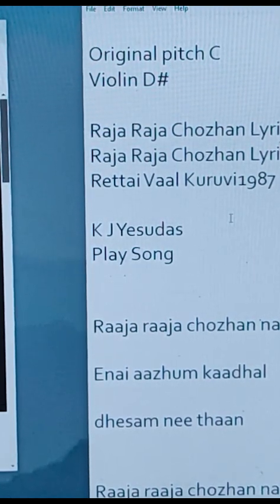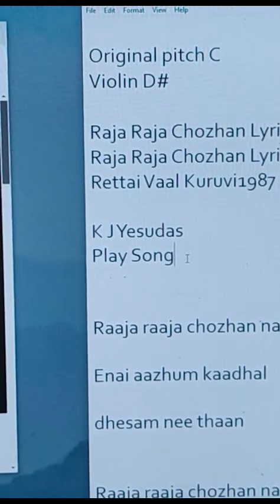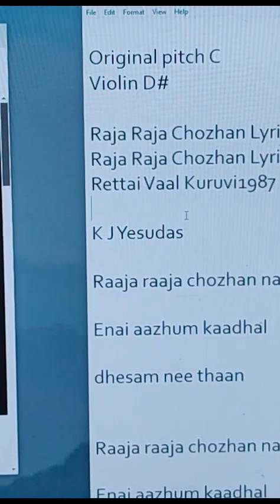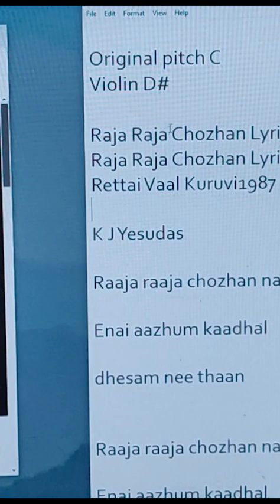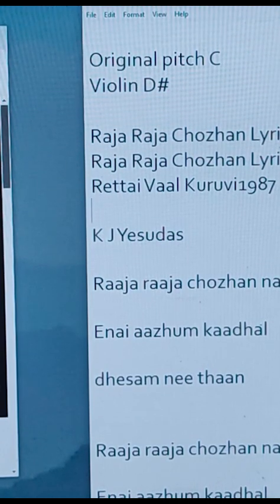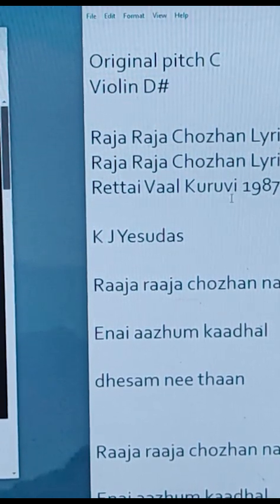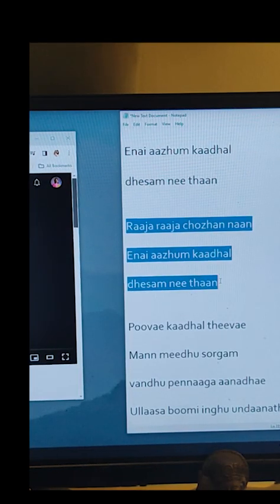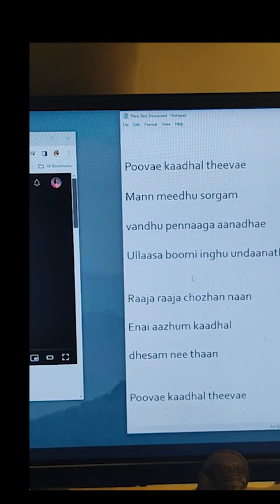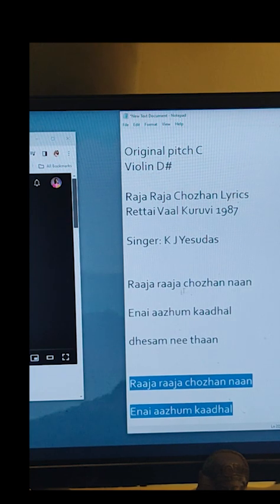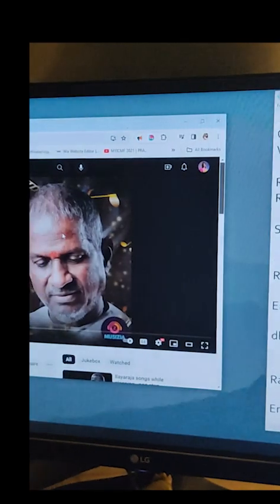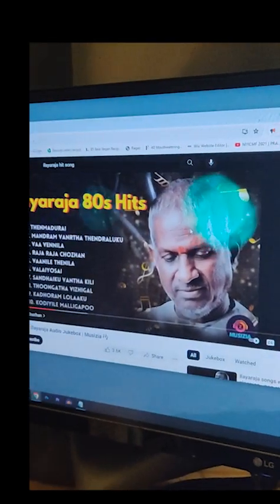These details I never want to delete: the name of the music director, singers, even the year and all. I like to keep them as is. The song starts here. This is what is called the Pallavi, where the introduction of the song happens. So let me play. Let me go back.